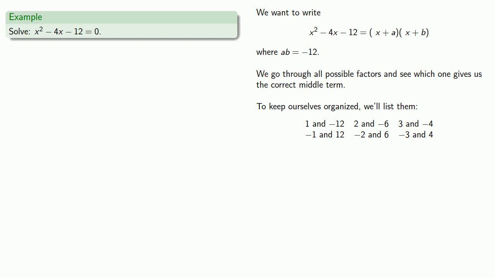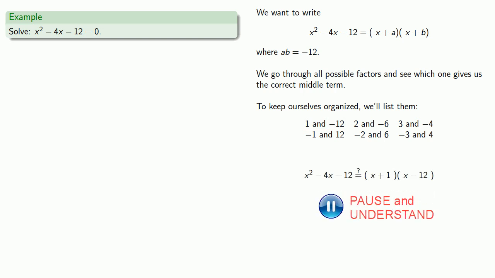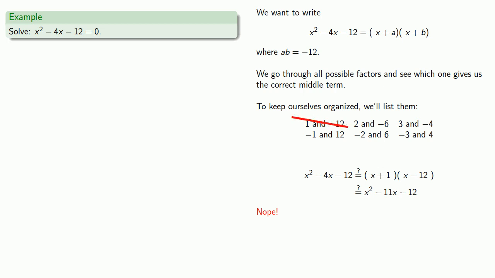So if we try 1 and negative 12, then maybe x squared minus 4x minus 12 is x plus 1 times x minus 12. But the only way we can answer this question of whether or not this is a factorization is we have to expand the right-hand side, and we find that this is not the factorization we're looking for. What if we try negative 1 and 12? Is x squared minus 4x minus 12 equal to x minus 1 times x plus 12? The only way we can determine this is to expand and check. And it isn't.